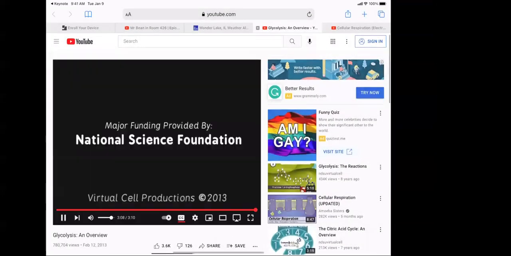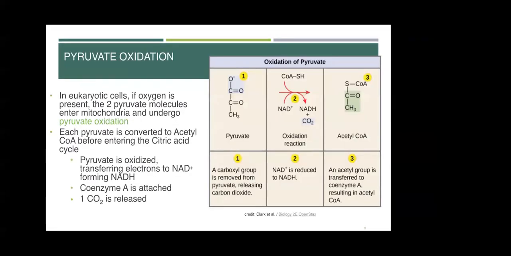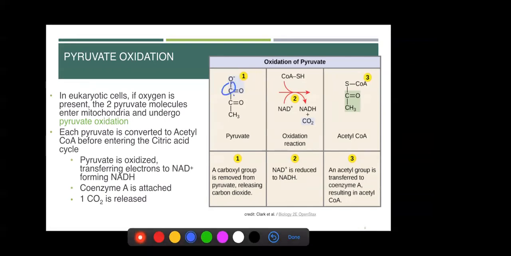All right, so moving on to 6.3, the citric acid cycle. With the citric acid cycle, like I said, we just made two pyruvates. You have to remember that one glucose gives us 2 pyruvates. That's the 3 carbons, right? It is now going to undergo what we call pyruvate oxidation.